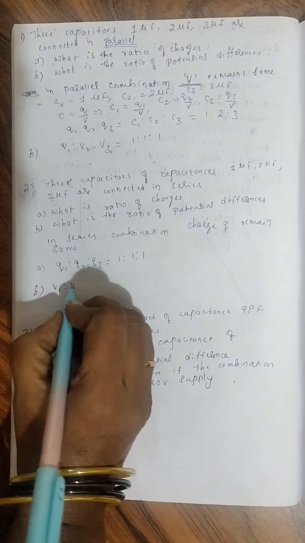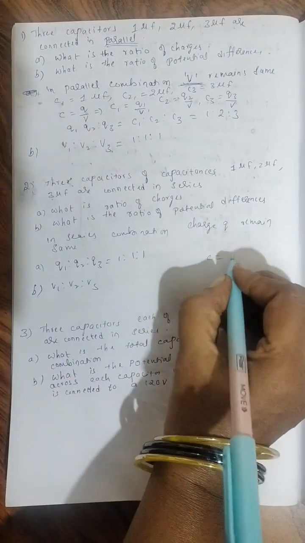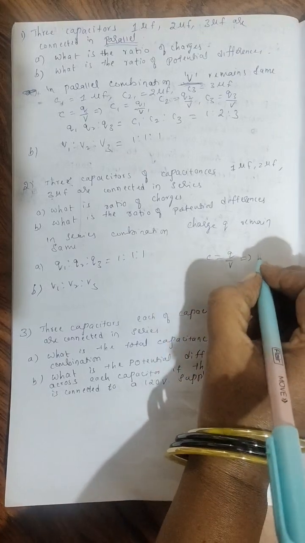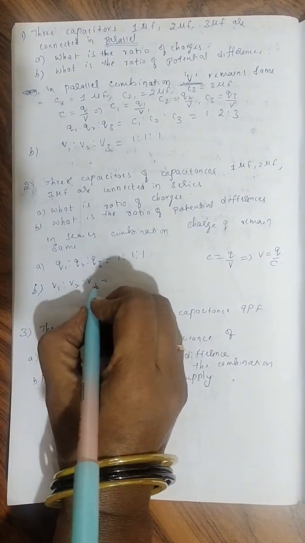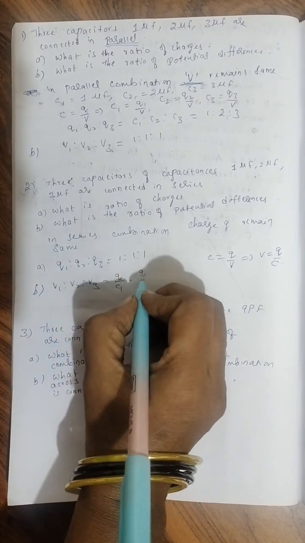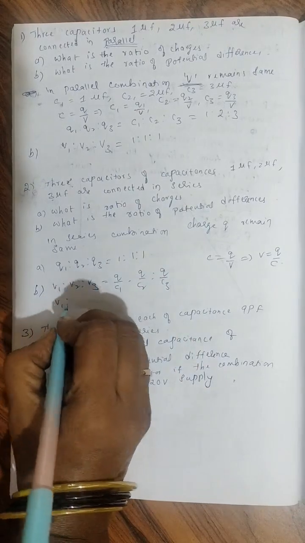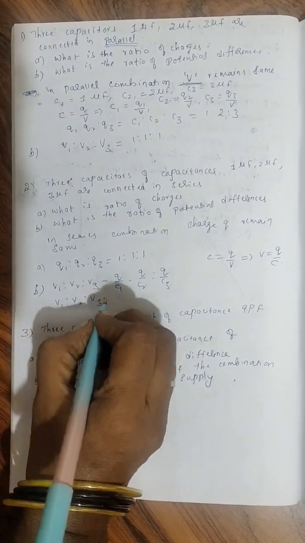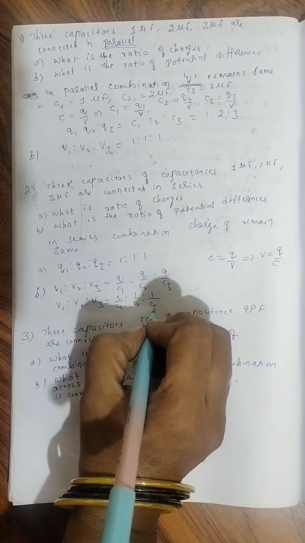So V1 is to V2 is to V3. What is potential difference? C is equal to Q by V, no? So V is equal to Q by C. Q is the same, no? So can I write Q by C1 is to Q by C2 is to Q by C3. Q same, so I can write 1 by C1 is to 1 by C2 is to 1 by C3.